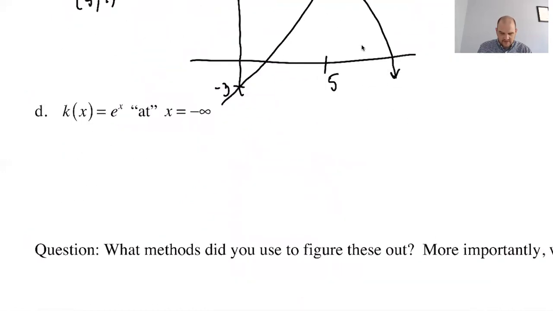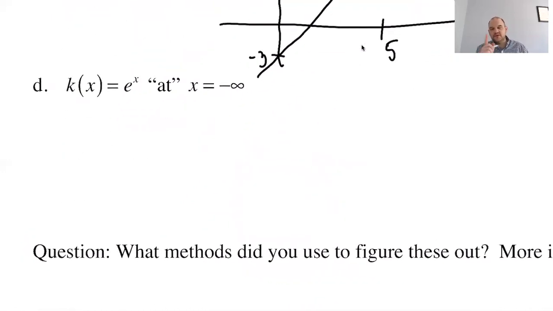And then let's look at this one. This one is weird. It's not that the function has discontinuities. There's nothing weird about it. It's a nice, continuous, smooth function. The issue is -infinity is not really a number. It's a concept. And you can't substitute a concept into a function.